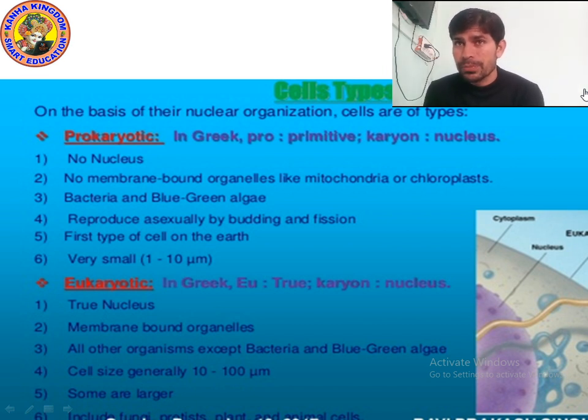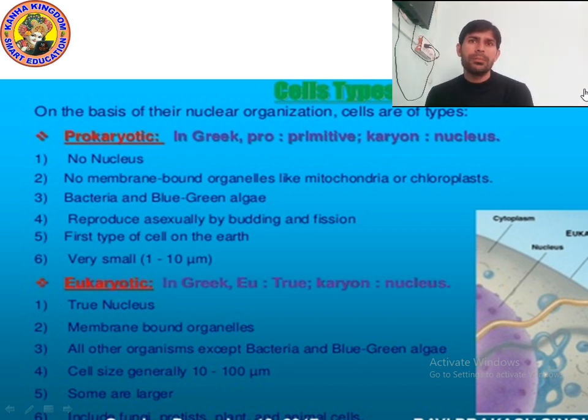Yes, they reproduce by budding and fission process. We will study about budding and fission in the upcoming chapter also. So they reproduce by budding process and fission process. For example, bacteria and blue green algae are prokaryotic cell.